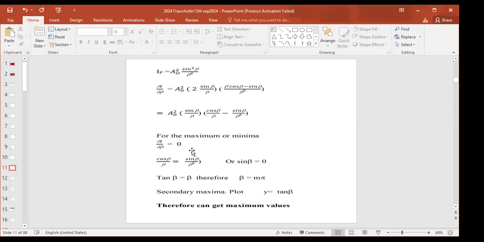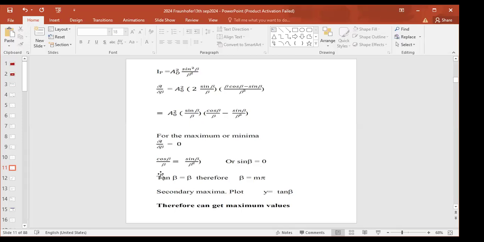So that means if we have 2 terms, either this term can be zero, or this term can be zero. Both also can, but at least one should be zero. In this case, to get zero, cos beta over beta should be equal to sine beta over beta squared. Then we get the zero value. Otherwise, if sine beta is equal to zero, then again we will have a zero, right? So for the maximum or minima, we have to have these 2 conditions.